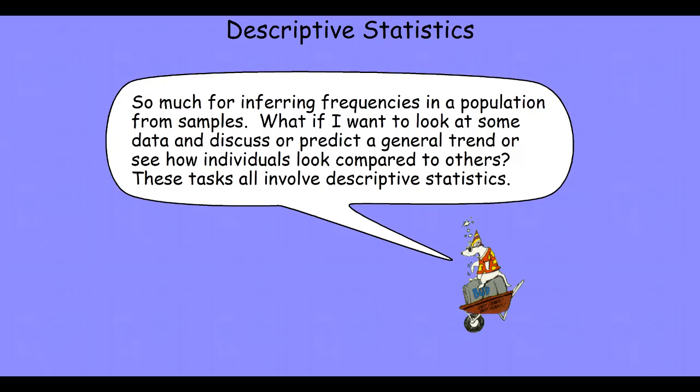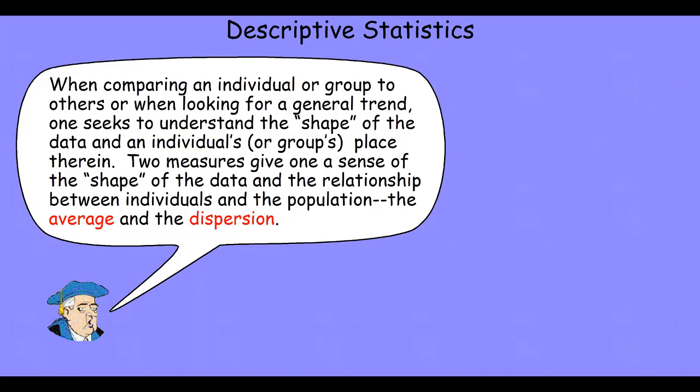So in the last lecture, we talked about inferring frequencies in a population from our sample. What if we want to look at some data and discuss a predicted general trend, or see how individuals look compared to one another, or how one group compares to another group, and so on? These tests all involve what I call descriptive statistics. So for instance, when comparing an individual or group to others, or when looking for a general trend, one seeks to understand the shape of the data and the individual or group's place therein.